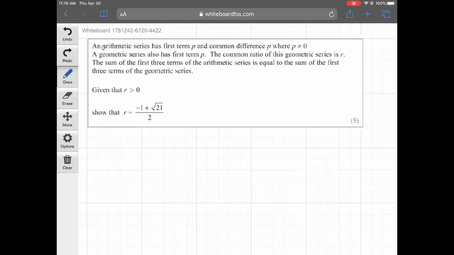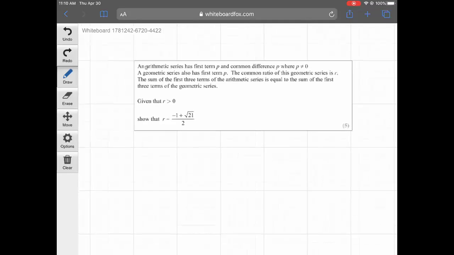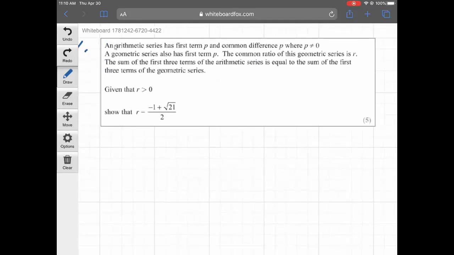Okay, so this was question 1, the first question from our sequences and series assignment. Just have a read of the question. We've got an arithmetic series with a first term P and common difference P, and a geometric series that also has the same first term and a common ratio R. So I'd maybe think about just writing that down.